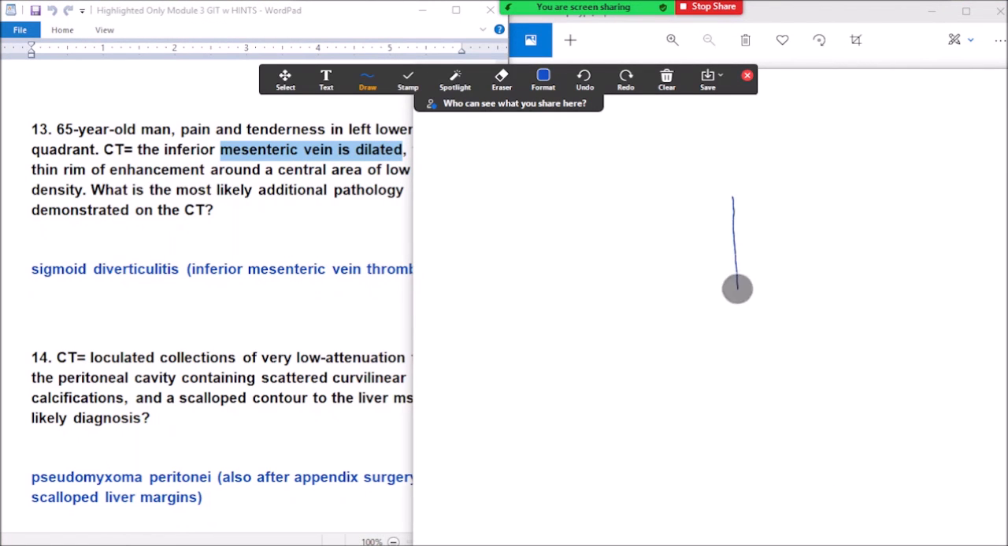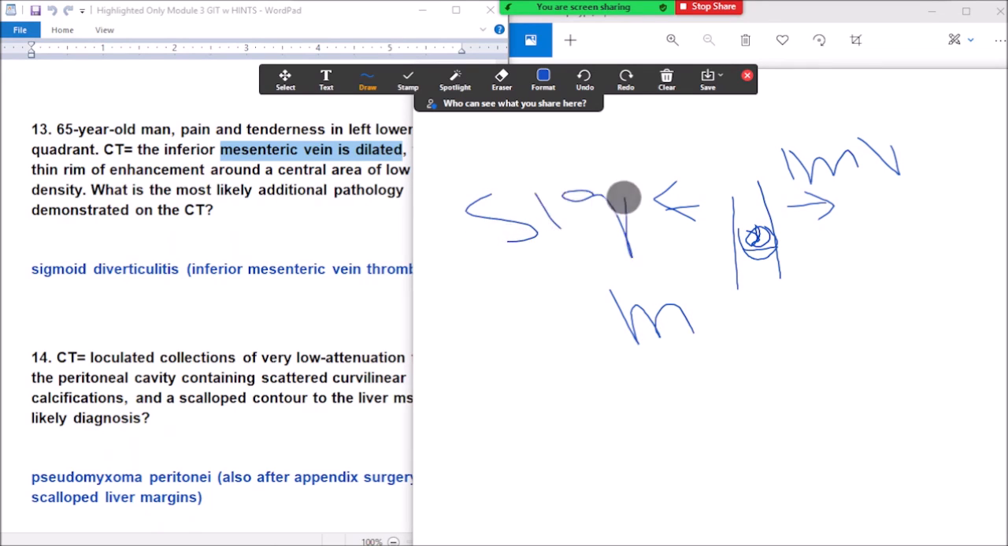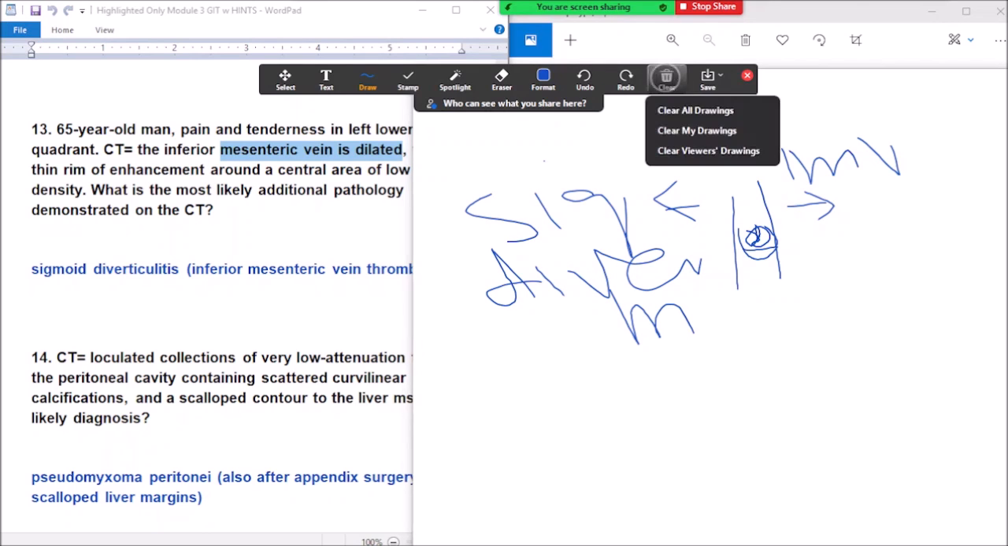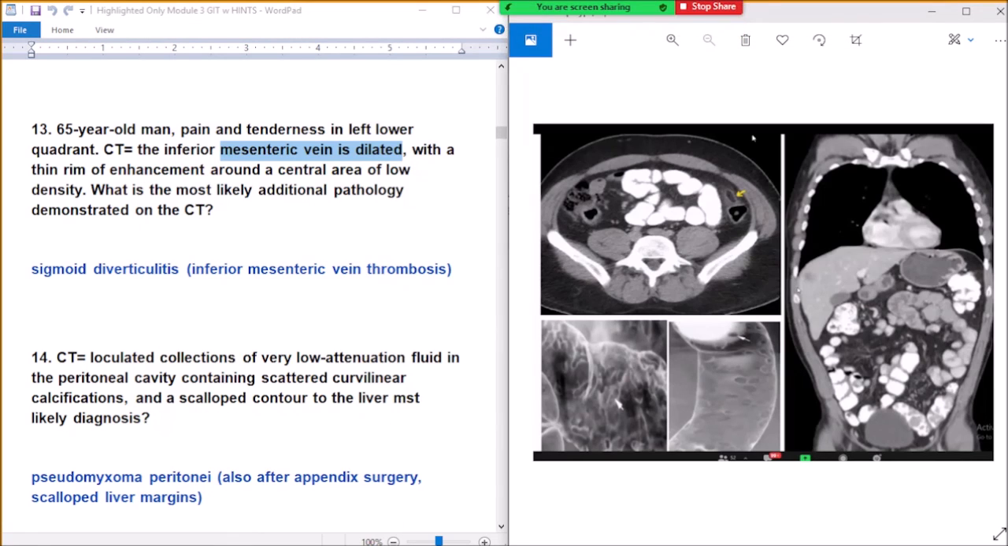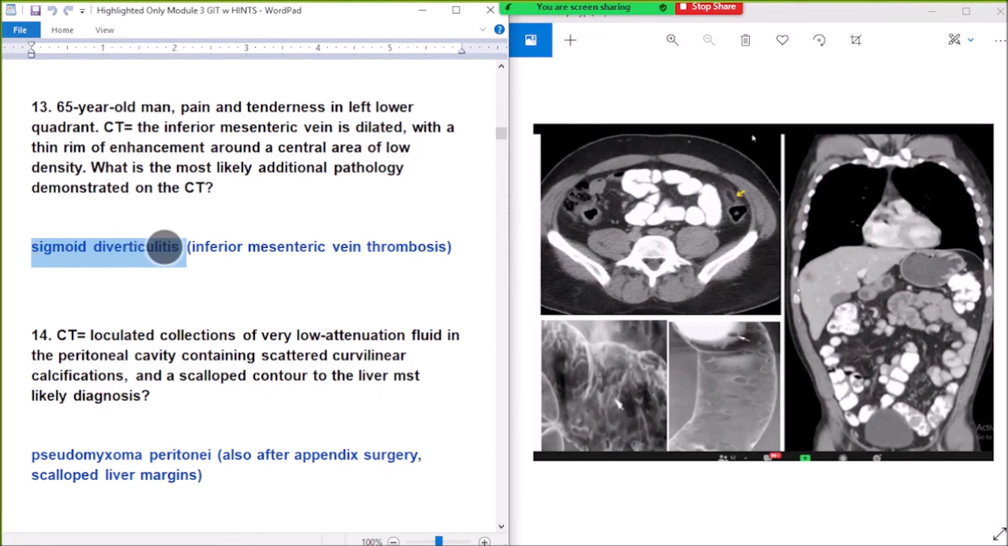The inferior mesenteric vein is dilated with a thin rim of enhancement around a central area of low density, so low attenuation: thrombus, with enhancement surrounding it. So this is the most likely pathology. Inferior mesenteric vein thrombosis is associated with sigmoid diverticulitis. So inferior mesenteric vein thrombosis is associated with sigmoid diverticulitis.